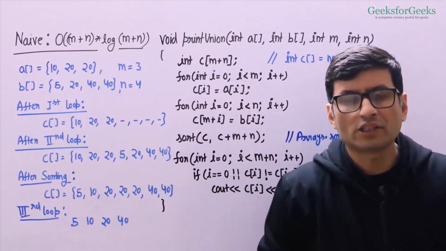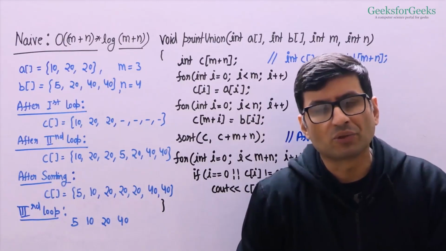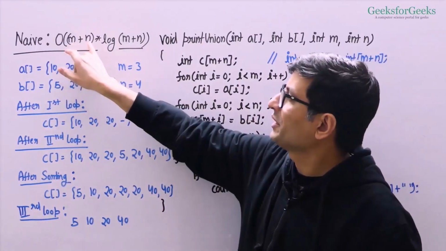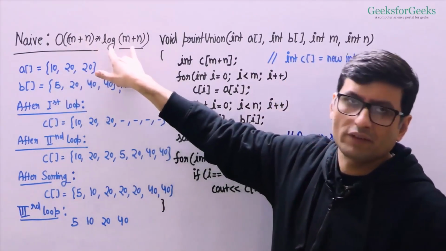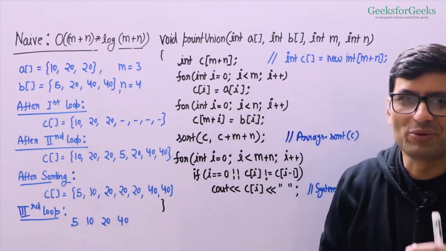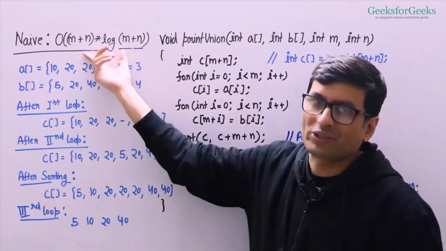Let's first talk about a naive solution to solve the problem. The time complexity of this naive solution is going to be m plus n into log of m plus n. M is the size of first array and n is the size of second array. And you might have guessed it, we are going to use sorting here.